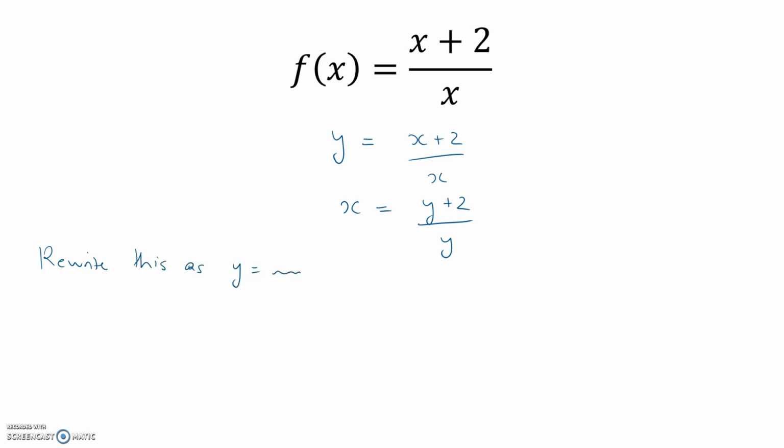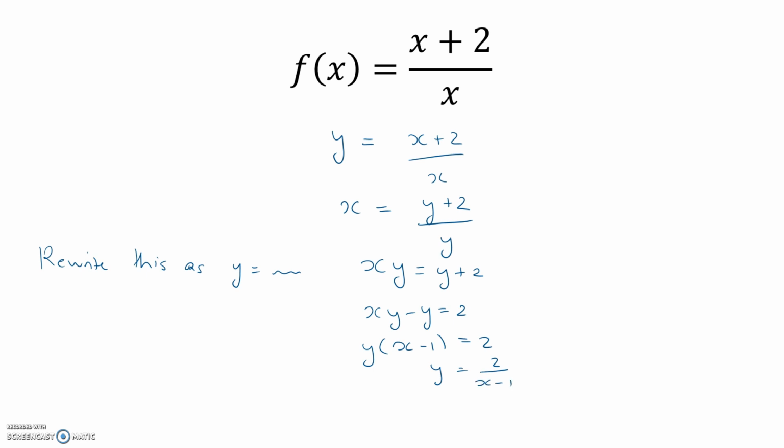So just doing the algebra, xy equals y plus 2. Let's shift the y over. Xy minus y equals 2. Factorise, so we get y on its own. And then divide both sides by x minus 1.